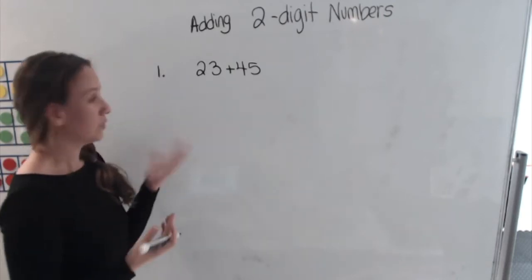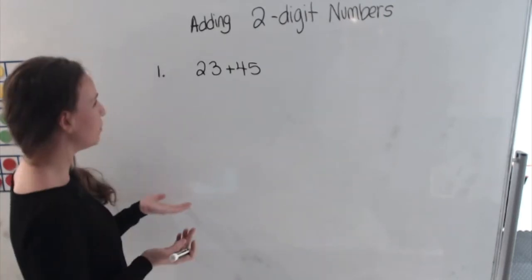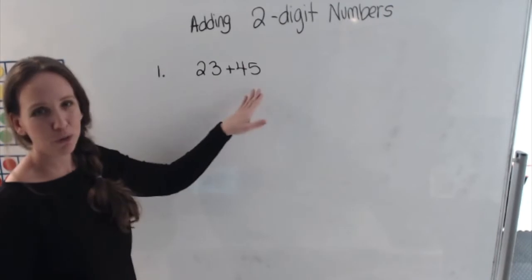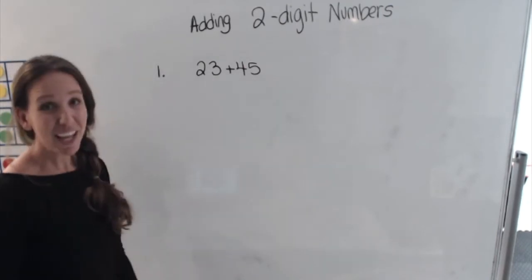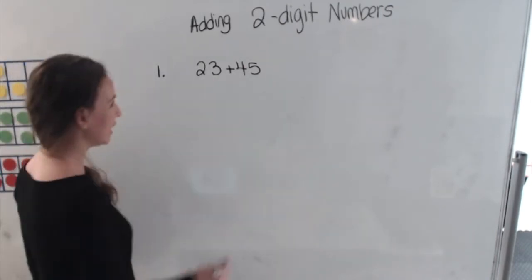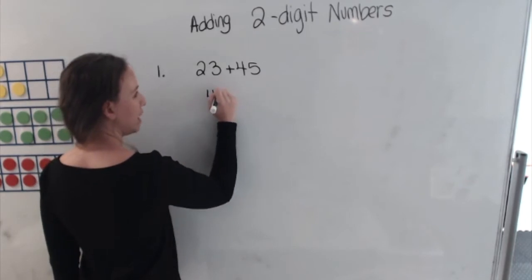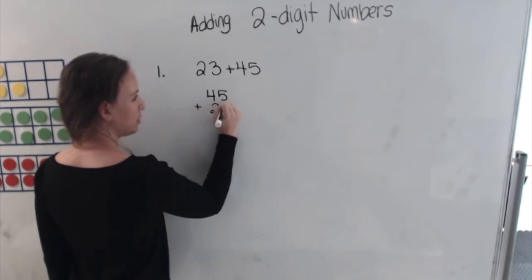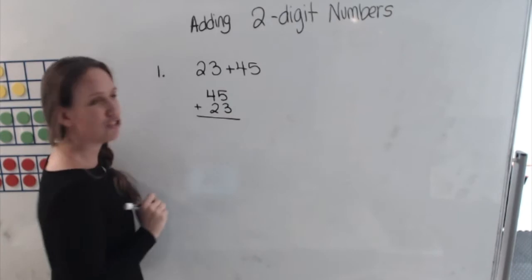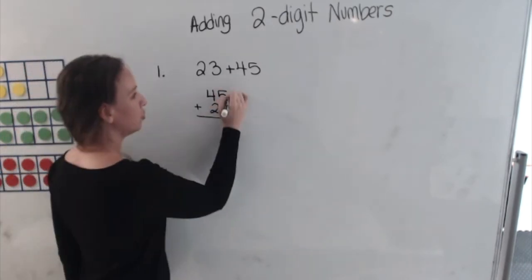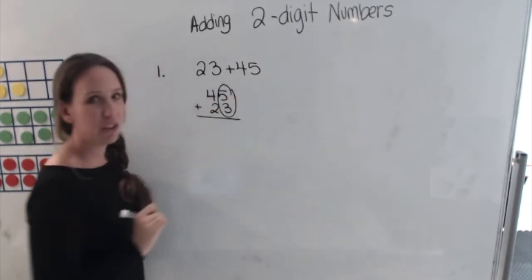So, which one goes on top? Which one's bigger? 23 or 45? If you said 45, you're right. 45 plus 23. And just like before, we're going to add this column first.